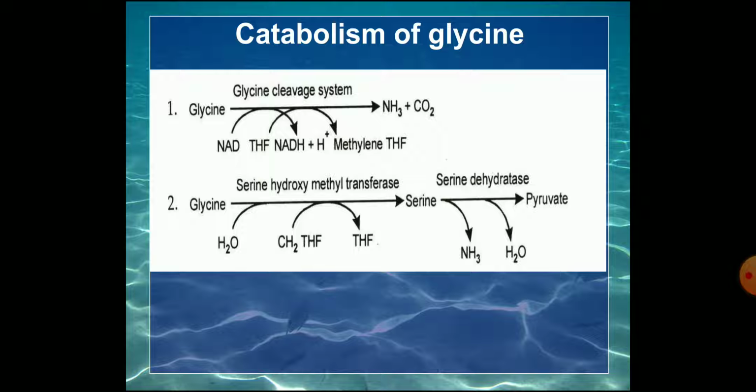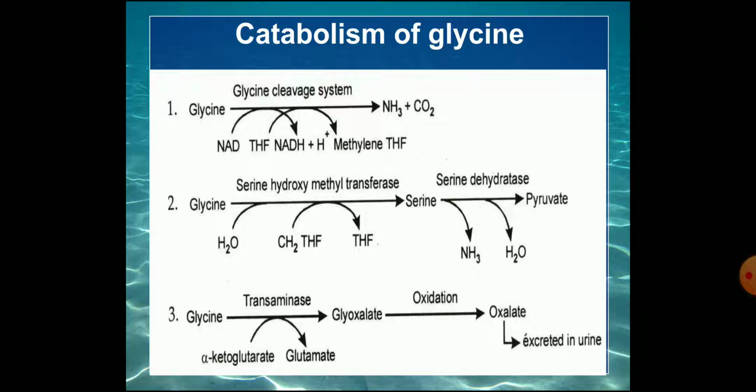Next, glycine can be converted to serine, that is a reversal of the serine hydroxymethyl transferase enzyme, and serine can be converted to pyruvate by serine dehydratase. We have told that it is a glucogenic amino acid, right? So how is it occurring? Serine, on action with serine dehydratase, with removal of ammonia and water, produces pyruvate. So ultimately glycine is converted to pyruvate, a glucogenic substrate.